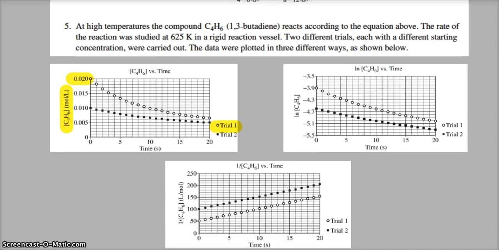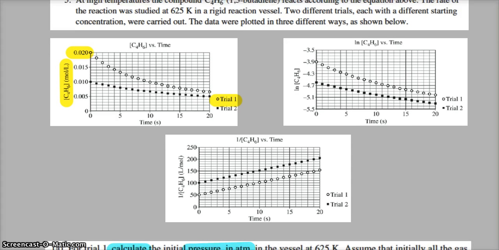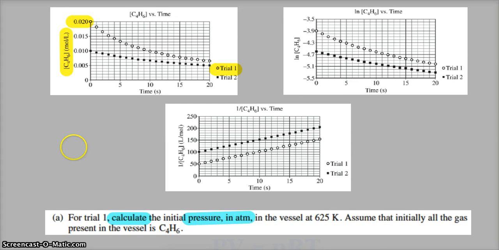And then, of course, I manipulated the data, the axes, and I plotted the natural log of concentration versus time and 1 over the concentration. So hopefully you're like, ding, ding, ding, I see a straight line here, so that's going to be significant at some point. But the first question says, for trial 1, calculate the initial pressure in atm in the vessel at 625 Kelvin. Assume that all the gas present is just the C4H6.